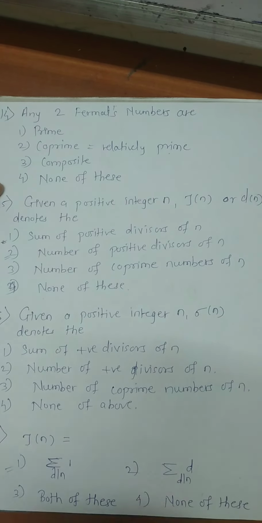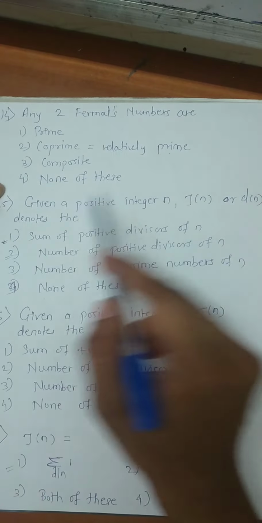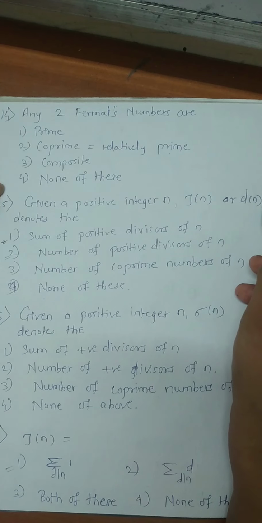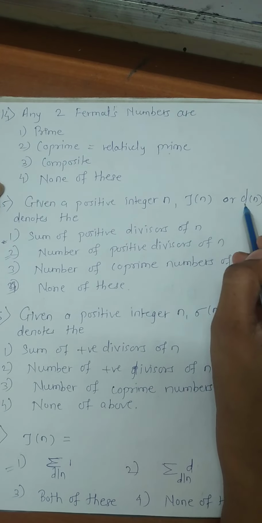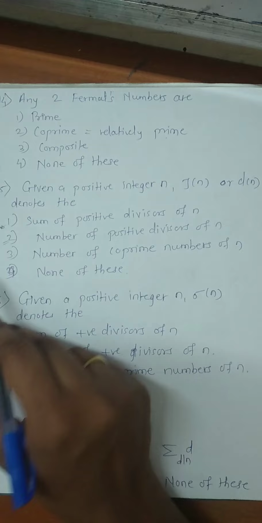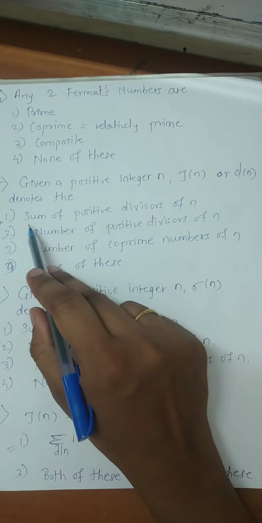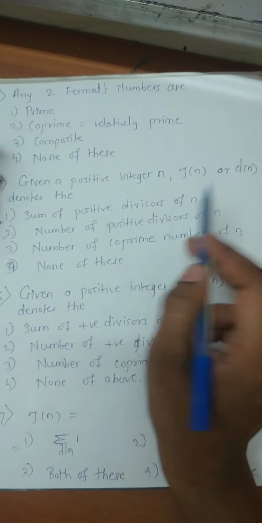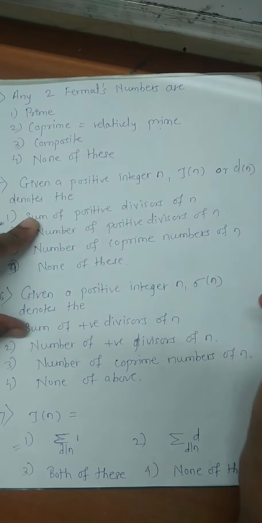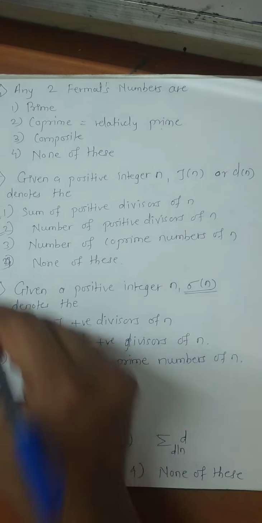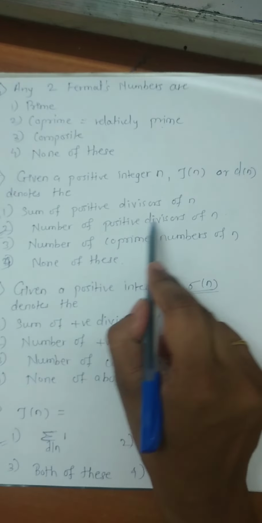MCQ number 5. Given a positive integer n, tau of n or d of n denotes the number of positive divisors of n, not the sum of positive divisors of n. Sum of positive divisors of n is denoted by sigma of n. So the answer is number of positive divisors of n, tau of n. Remember this.